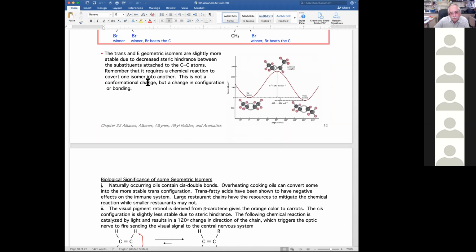So the trans and the E geometric isomers are slightly more stable because they have less steric hindrance. Remember, it is a chemical reaction to convert the trans into the cis and vice versa. But here is the cis, here's the activation energy, and if it comes back down and forms the trans, it is slightly lower energy. Okay.